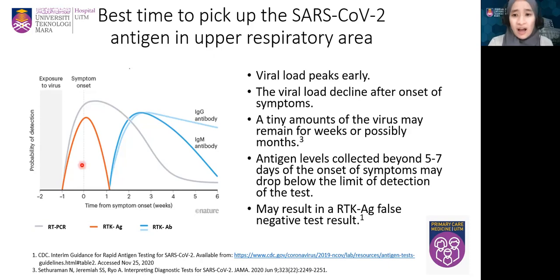Okay, but there are patients who come in later, a few days after their illness, maybe 5 days or 1 week, 7 days later, and we know that antigen level collected beyond 5 or 7 days from the first day of onset of the illness drops below the limit of detection of the test. So the test also has limitations. If someone comes to you symptomatic but has already had symptoms for about 1 week, quite late, you must bear in mind that there is a chance that this RTK antigen is going to be negative.